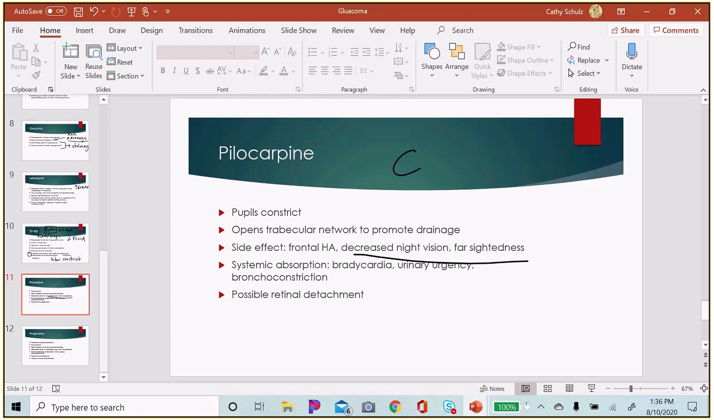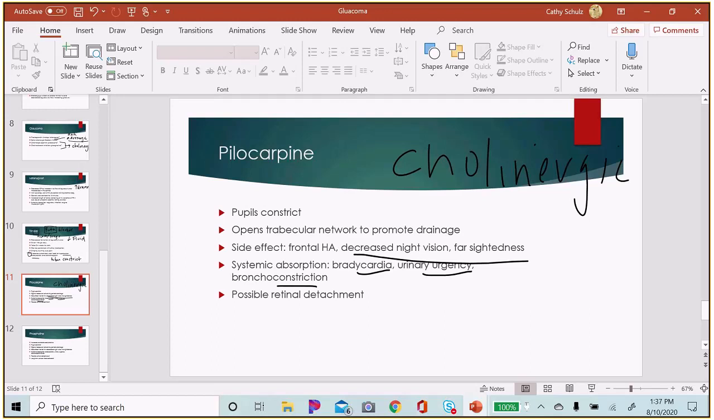But because this is a cholinergic medication, we want to prevent systemic absorption because we can get bradycardia, potentially low blood pressure. This might increase the bladder contractions. We might feel like we have to go to the bathroom, and it could promote bronchoconstriction, which means the person could have bronchospasm or coughing. So that's why we do that.